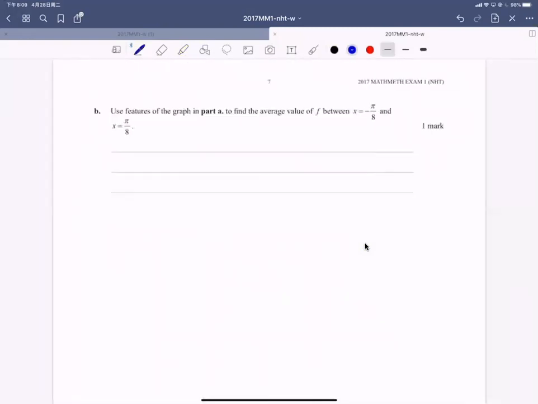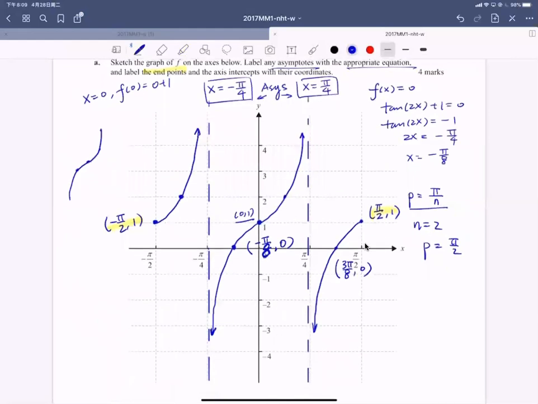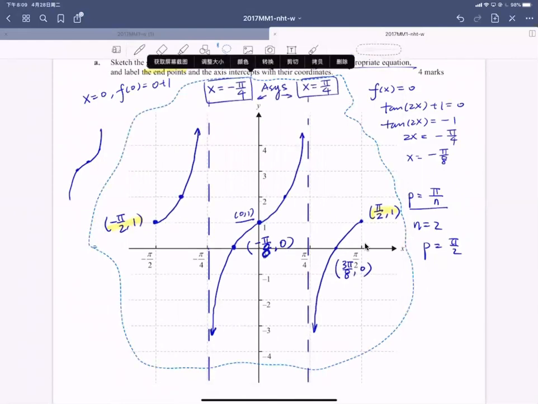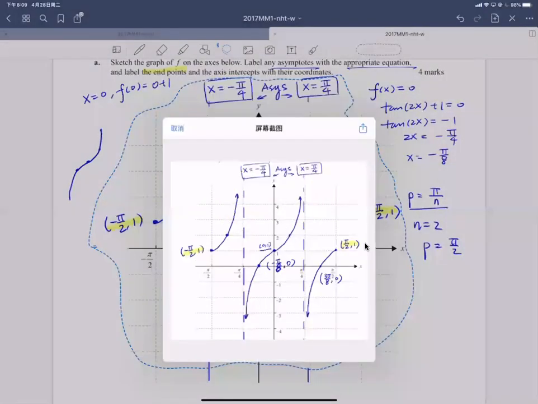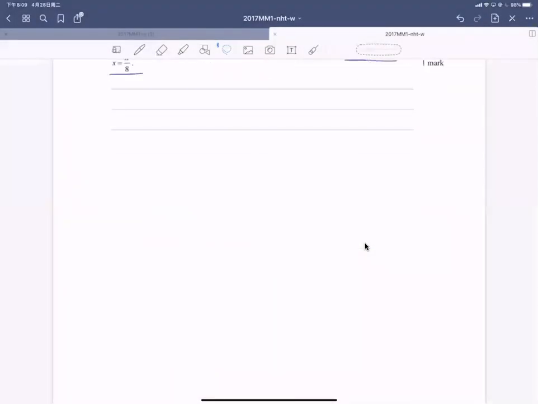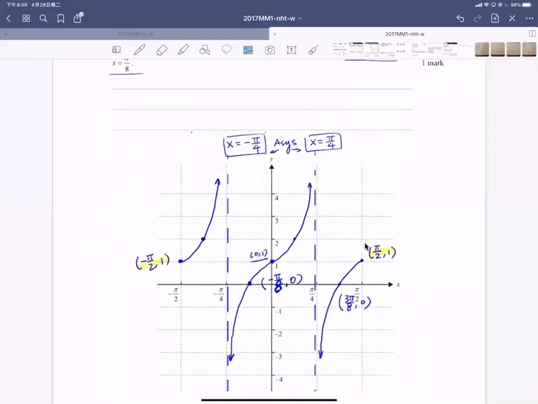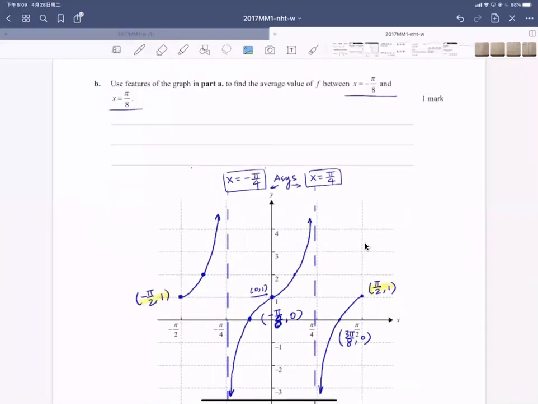Use features of the graph in part A to find the average value of f between x equals minus pi on 8 and x equals pi on 8. So I will use the handy feature of my software and do a very simple copy-paste. Screenshot, copy, yes. This is much easier for us to refer to. In your actual exam, you could do a rough sketch by duplicating the graph you already drew on another page.